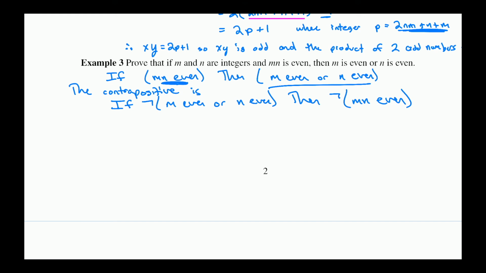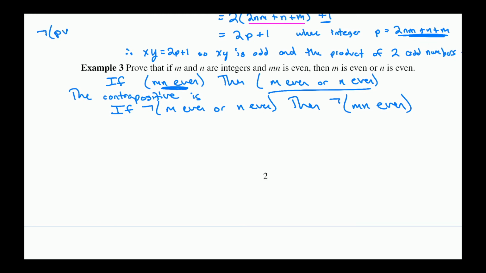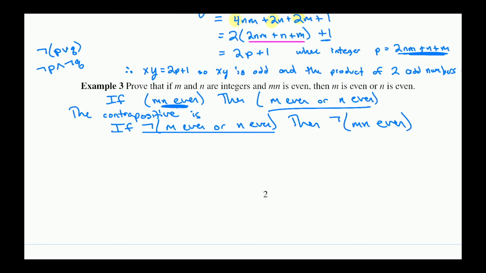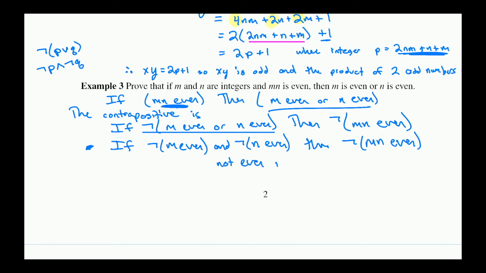Then what you have to do is even slightly more complicated, because if you have a not, let's say, P or Q, do you remember De Morgan's law? Hopefully. De Morgan's law would say that's not P and not Q, right? So we need to apply De Morgan's law right here. M even or N even, not that. So that would be, shouldn't say or: if not M even and not N even, then not MN even. All right, now not even is odd.